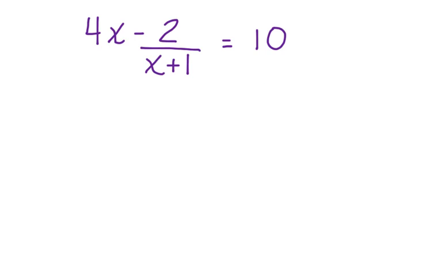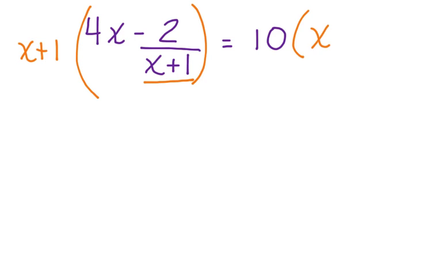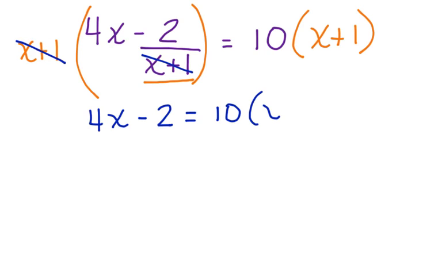4x minus 2 over x plus 1 equals 10. Now our denominator is a bit more complicated. We have x plus 1 as a denominator. However, we can clear that denominator in the same way we did on the previous screen. We can multiply both sides by x plus 1. On the left side of the equation, the x plus 1's cancel, leaving us with 4x minus 2. And on the right side, we have 10 times x plus 1.